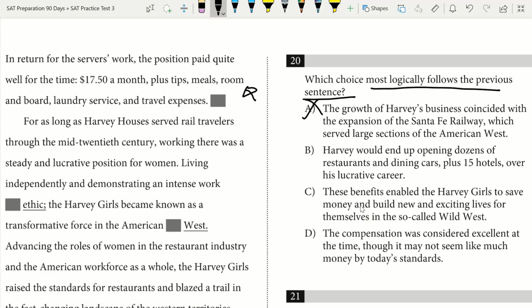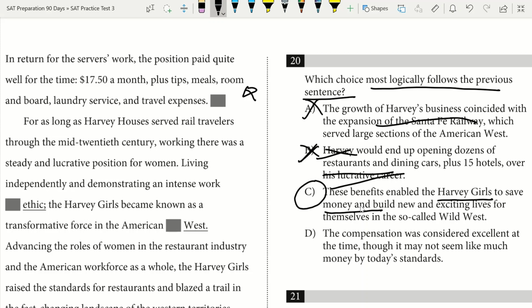No, we're talking about the Harvey girls here. We don't want to talk about any railways. B, Harvey would end up opening up dozens of restaurants and dining cars plus 15 hotels over his lucrative career? No. Why not? Well, because in this case, we're talking about the Harvey girls, not Harvey himself at this point. C, these benefits enabled the Harvey girls to save money and build new and exciting lives for themselves in the so-called Wild West. Yes, once again, we're talking about the Harvey girls and not Harvey himself. That's what we're really looking for there.